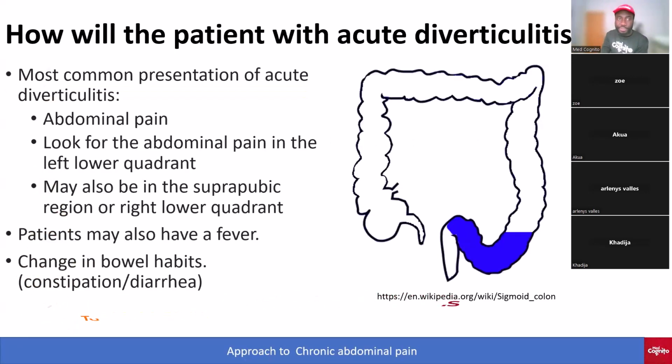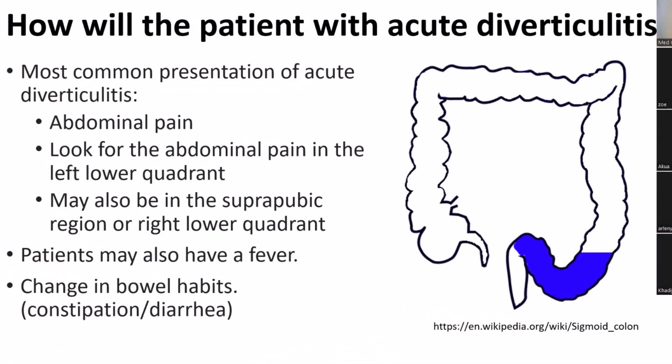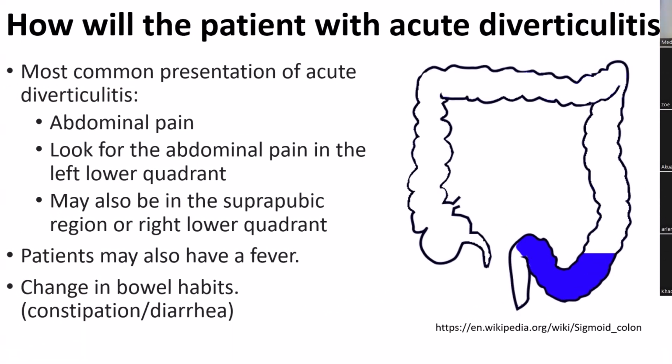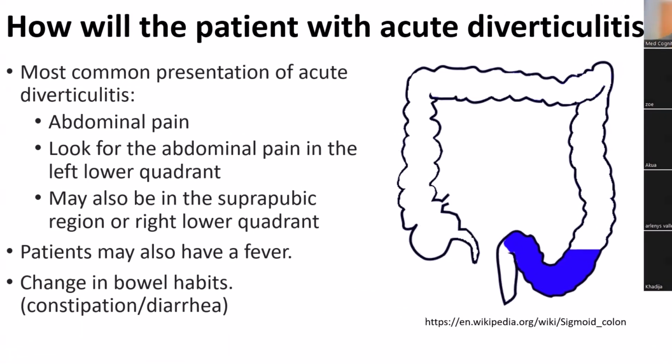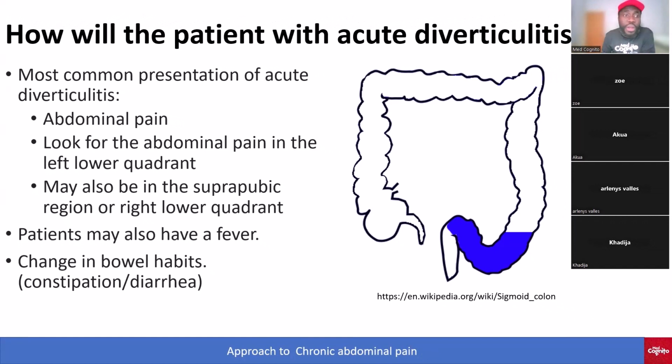Okay, so now, how will a patient with diverticulitis present? The most common presentation of acute diverticulitis is abdominal pain. Now, most of the time, I'm saying most because it is not all the time, the patient with that presentation has the pain in the left lower quadrant. That's why I use this picture. In the left lower quadrant.